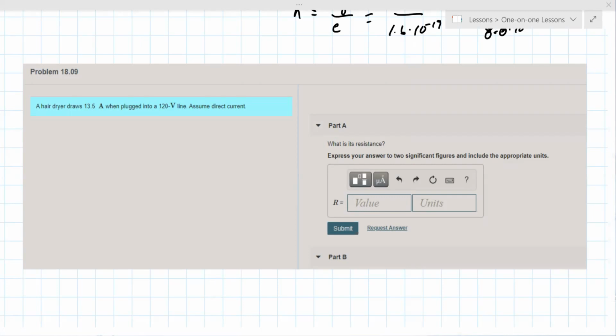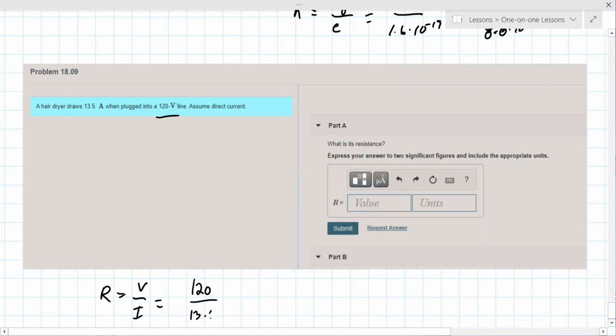Okay. All right. So we're trying to find R. R is equal to V over I. They give you V, 120 volts. They give you I, 13.5 amps. So you divide those and you get 8.9 ohms. And that's your final answer for part A.